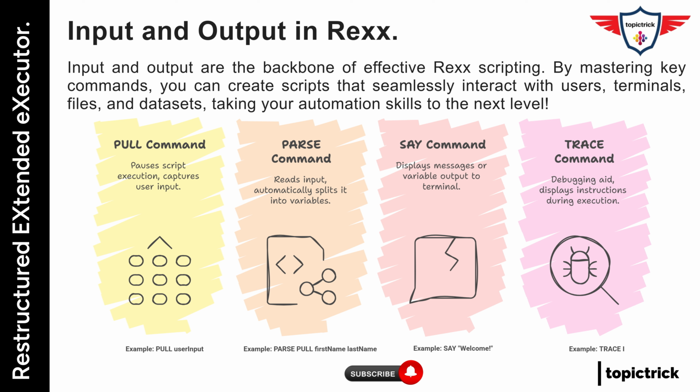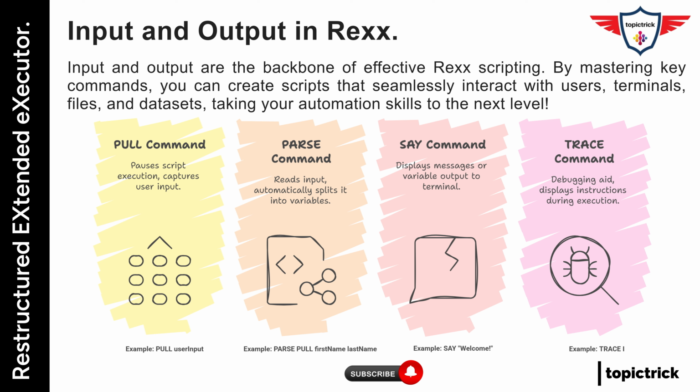That's where say comes in. It's simple. You use say followed by the message you want to display. Like say hello world. Whatever you put after say shows up instantly on the screen. It's the easiest way to provide feedback or display results during script execution.